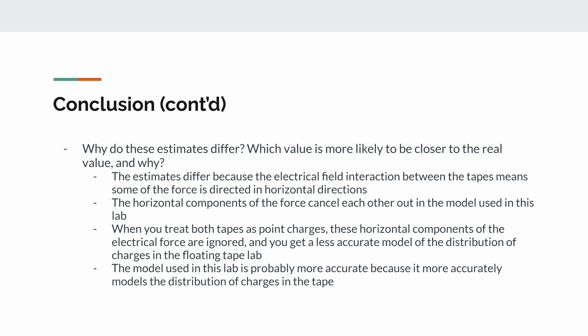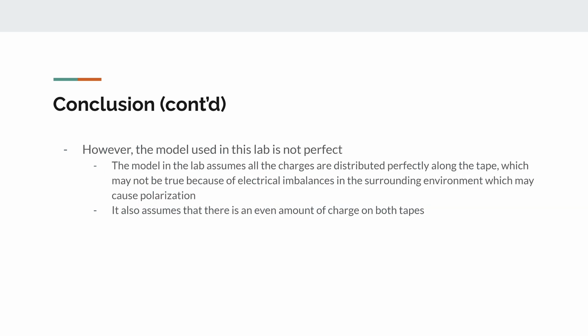So the model used in this lab, the one that treats the charges as evenly distributed across the tape, is probably more accurate because it more accurately models the distribution of the charges in the tape. However, the model used in this lab is not perfect. It assumes all the charges are distributed perfectly along the tape, which may not be true because of electrical imbalances in the surrounding environment, which may cause polarization. It also assumes that there is an even amount of charge on both tapes, which is not necessarily true.